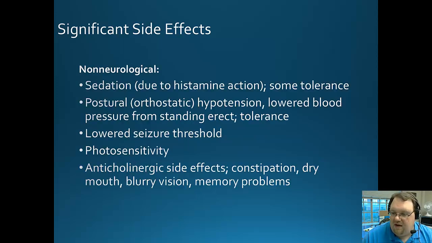So some other side effects: sedation. A lot of these have a histamine action, and you guys know about histamine already, so we do see some sedation with a lot of them. You can have hypotension, so reduced blood pressure, and lowered seizure threshold. Several of them lower seizure threshold, so you have to be careful with anyone with a seizure disorder. Photosensitivity, so that's a sensitivity to light. And anticholinergic side effects, so constipation, dry mouth, blurry vision, memory problems.